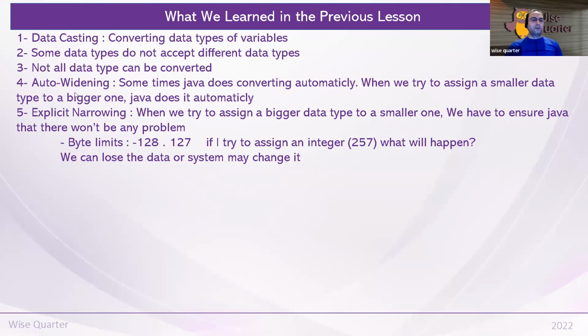Don't worry about that. Auto-widening means Java can do this casting automatically. If you are trying to assign a byte to an integer, Java will do this casting automatically without any complaining. If you try the opposite, Java will complain. You should force Java to do it, as we explained a few minutes ago. As long as you are sure about the data, there won't be any problem. But if it is higher than 127 and you are trying to turn it to byte, Java won't be able to give you the right result. You should try it yourself and you will see the result.